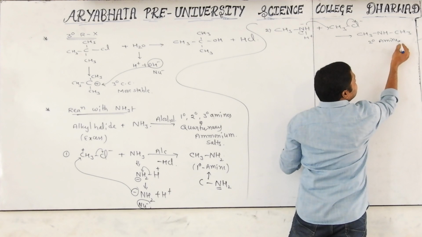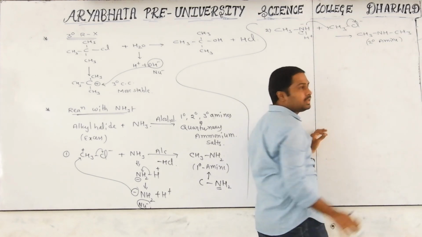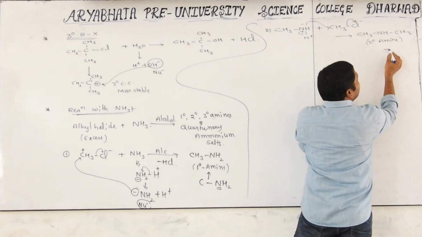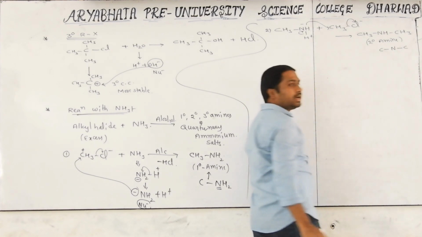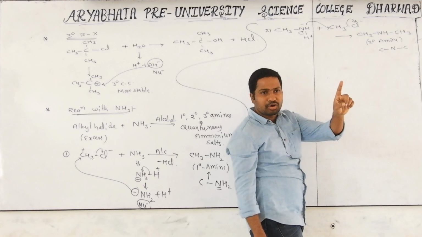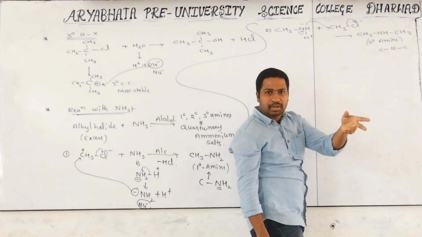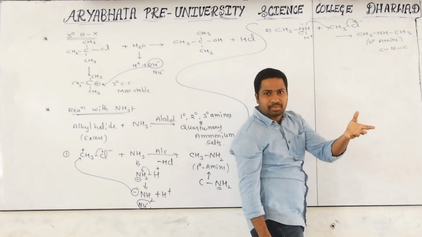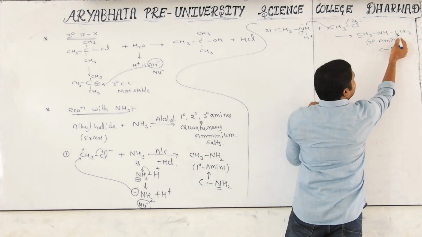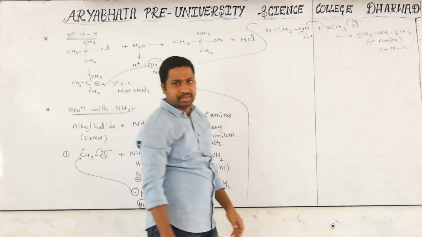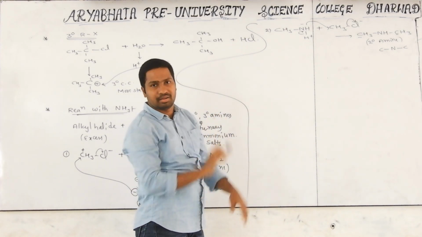It is called a secondary amine. How can you recognize this is a secondary amine? In these amines, the nitrogen atom is directly connected with how many carbon atoms? Two carbon atoms. Only one carbon connection, primary. Two carbon connections, secondary. Three carbon connections, tertiary. So it is directly connected with two carbons. That's why it is called a secondary amine, a dimethylamine.